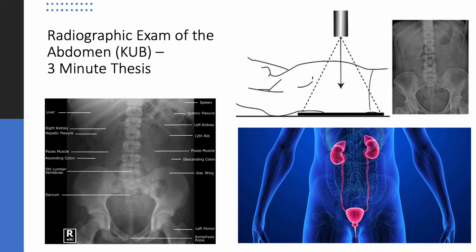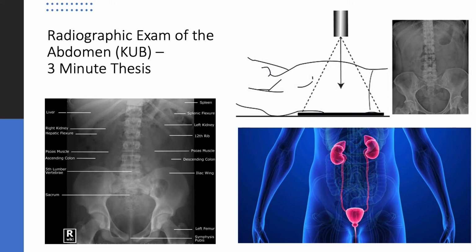A radiographic exam of the abdomen, or KUB, is an examination used to evaluate the area for any causes of pain or to examine the organs. KUB stands for kidneys, ureters, and bladder. This X-ray is usually one of the first procedures used to examine the urinary system.